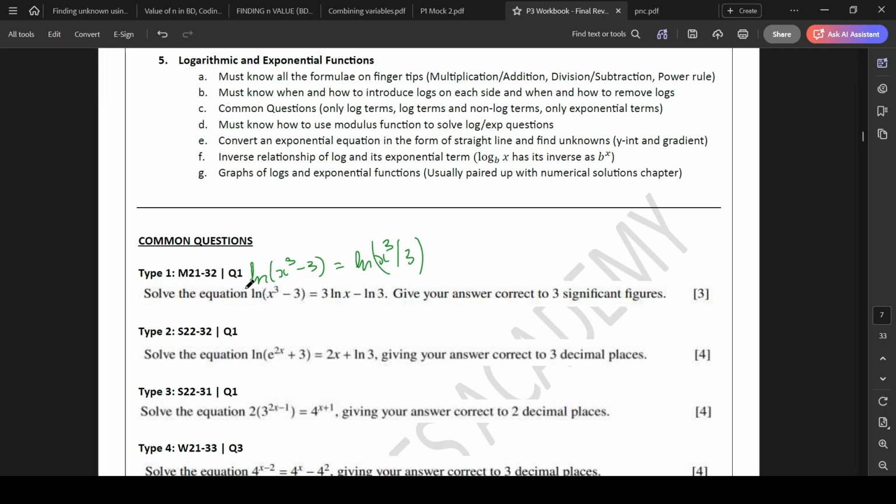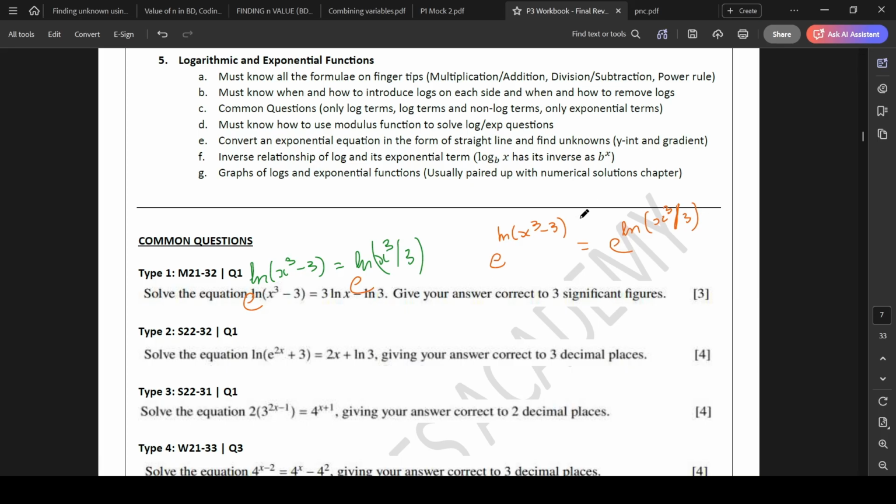And now because you are having ln on both the sides, how can you remove the ln? Because you are trying to solve for x, you need to get rid of ln. You can't simply cut it like this. This is the wrong thing. What you do instead is you're going to raise both the sides to the power of what? Of the base of the logarithm. In this case, I know that it's log to the base of e. So I am going to have e on both the sides and raise the entire thing on the power. So it's written like e to the power of ln of x cubed minus 3 is equal to e to the power of ln of x cubed by 3.